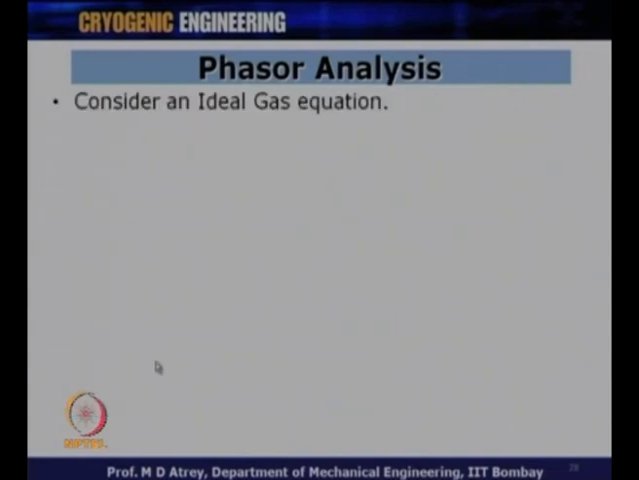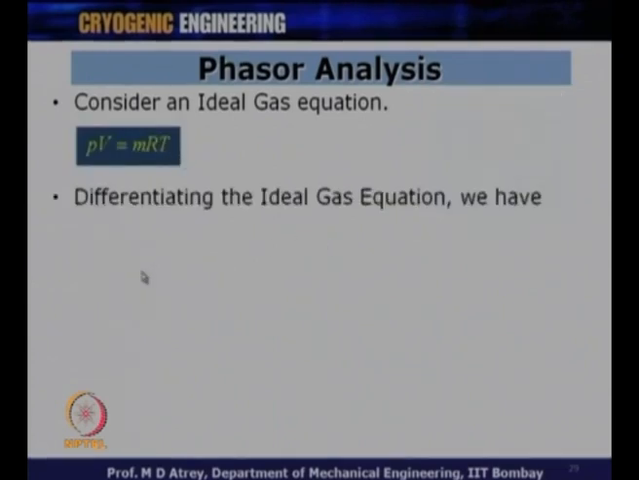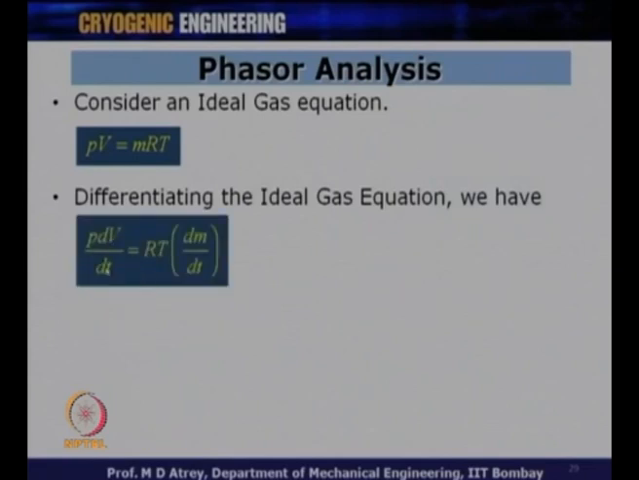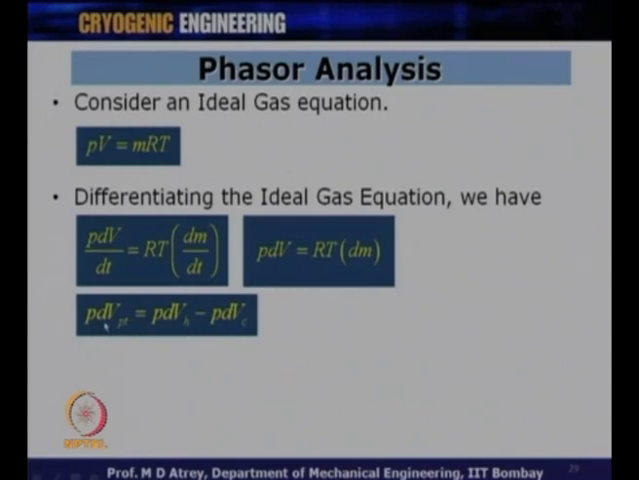Now, let us come to the ideal gas equation. The earlier equation can be used later. We know PV is equal to mRT for an ideal gas. Differentiating the ideal gas equation, we get P dV by dt is equal to RT dm by dt. RT is a constant at any temperature. So, cancelling the dt, what we get is PdV is equal to RT into dm, and we have already got an expression for PdVpt earlier, which is PdVH minus PdVc, and I want to replace this now.